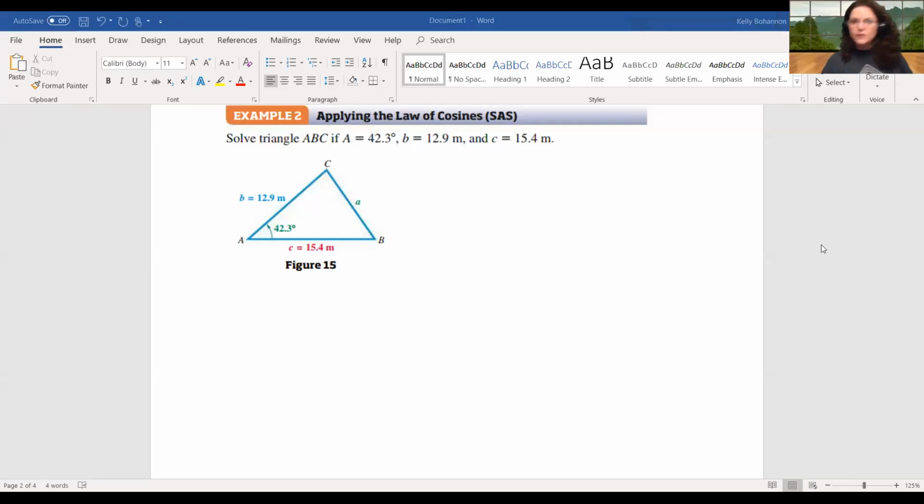Try this example 2 from 7.3 using law of cosines. So this time they want me to solve the whole triangle, find all the missing pieces, and they've given me angle A, side B, and side C. So I need to find all the missing pieces.